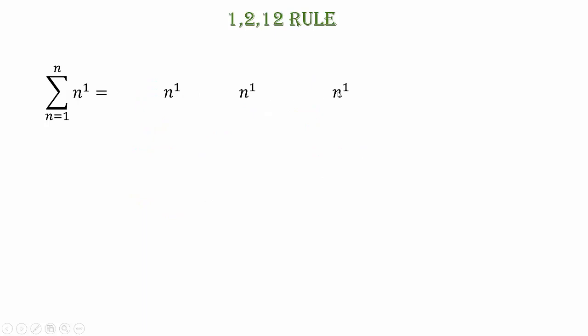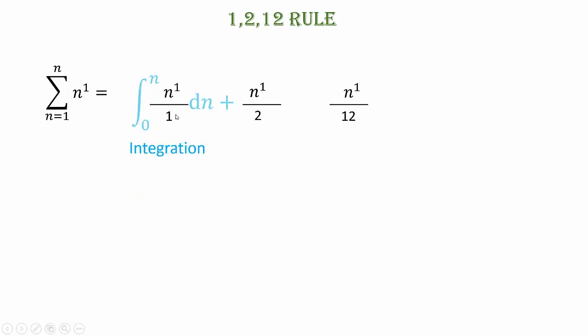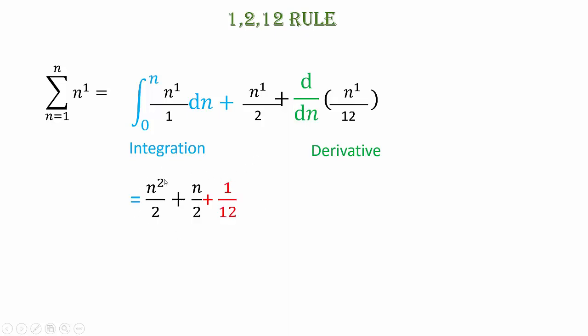The same is true for summation n. Keep n as shown in the figure, divided by 1, 2 and 12. Integrate the first term and differentiate the third term, keep the second term as it is. After solving this, we will get this expression. But one interesting thing about this expression is that it contains a constant term. Actually, this will not be included in the formula.